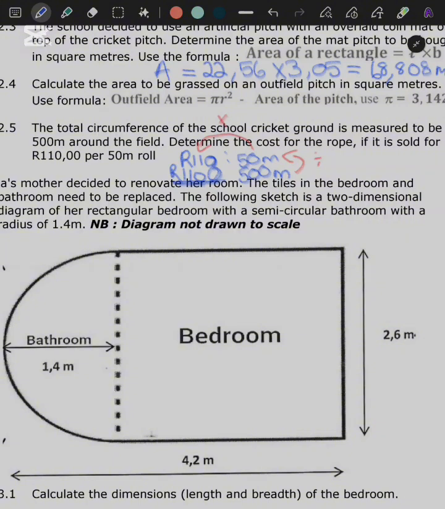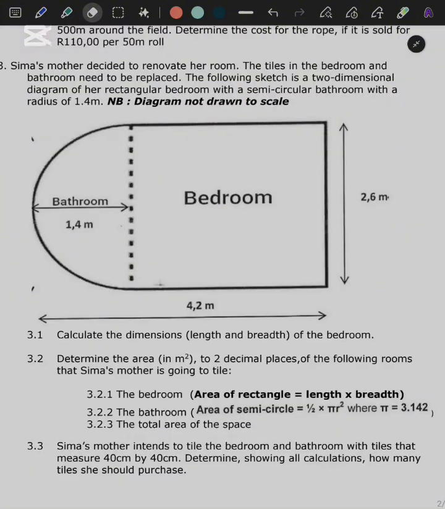Okay, let's look at the last question. Right, this one has to do with Simma's mother, who decides to renovate her room, and the tiles in the bedroom and bathroom need to be replaced. The following sketch is a two-dimensional diagram of her rectangular bedroom and her semicircular bathroom. The semicircle has a radius of 1,4 meters, and they do tell us the diagram's not to scale. The only reason for telling us that is so that we know not to worry if it looks like one should be smaller or bigger than the other. We're just going to work with our measurements.